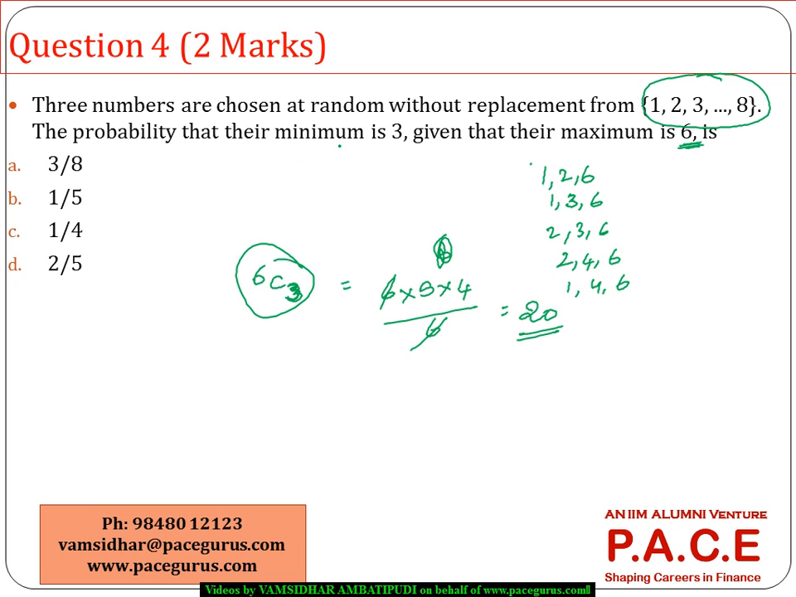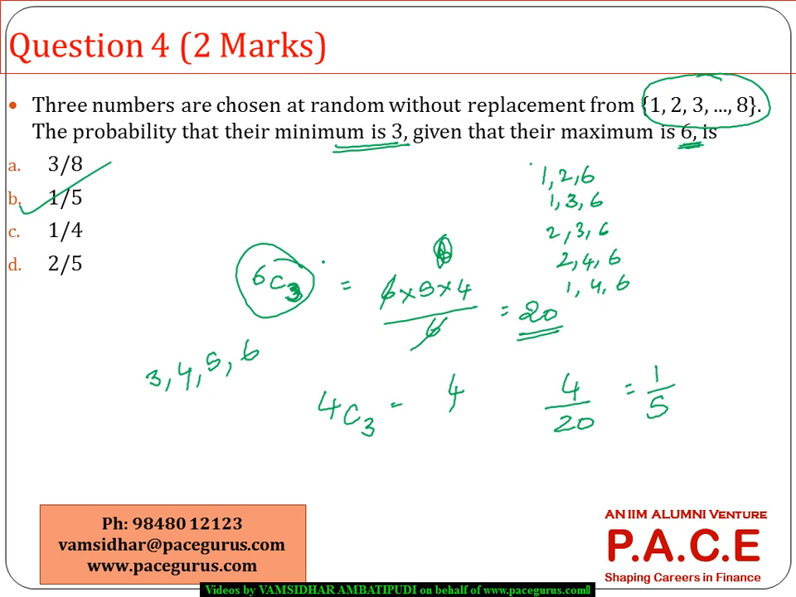But he's asking what is the chance that their minimum is 3? Their minimum is 3 means there are only 4 possibilities to choose from: 3, 4, 5, 6. Out of these 4, I have to select 3 of them, which can be done in 4C3 ways, meaning 4 ways. So the overall probability comes out as 4 by 20, which is nothing but 1 by 5. So I can mark B as the answer choice in this question. I hope this is comfortable.